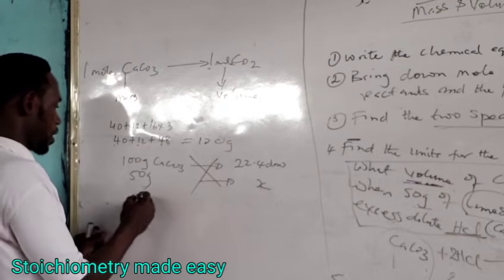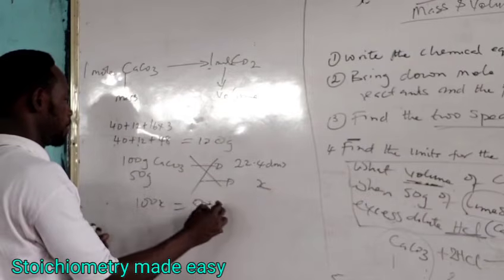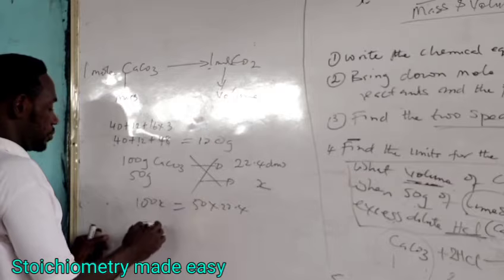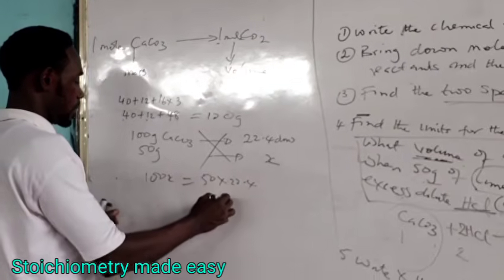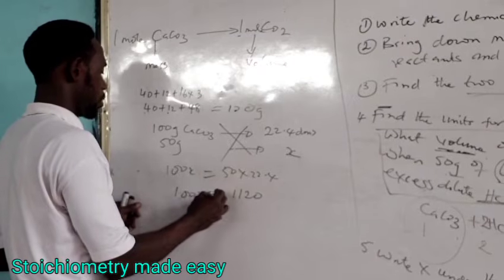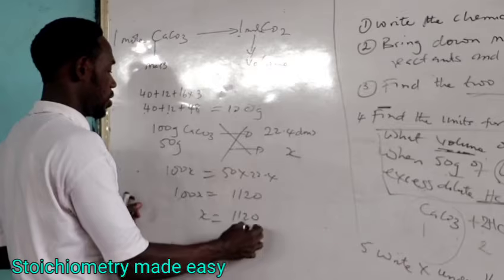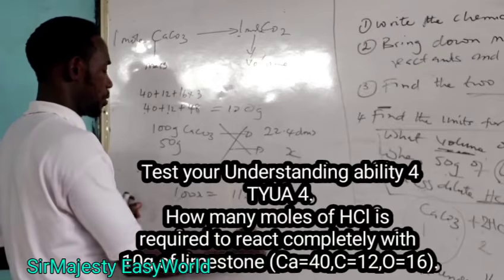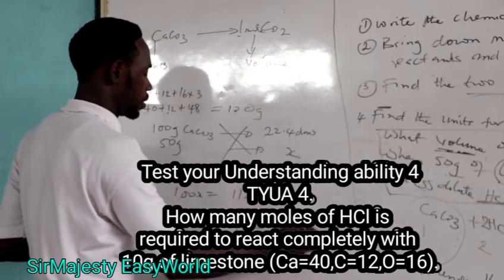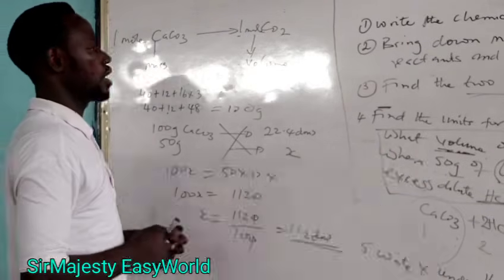But if you don't get it, let's do the normal calculation. 100x is equal to 50 times 22.4. What do we have? 1,120. Okay, 100x is equal to 1,120. x alone is 1120 divided by 100. So we have 11.2 dm3, and you have your answer.